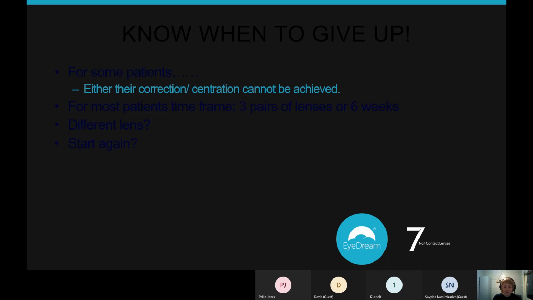Another cheery thought to nearly finish on is knowing when to give up. For some patients, either their correction or their centration just can't be achieved. That is likely to be when they've had 3 lenses and just aren't getting the results that you want. If you have 3 lenses and then you achieve centration and you need a bit of extra correction, then maybe we'll go for the 4th one. But generally, that's a decent rule to go with. And it's at that point that it's good to draw a line under it. Don't let it drag on and the patient loses confidence, you lose confidence. Just offer them an alternative option.